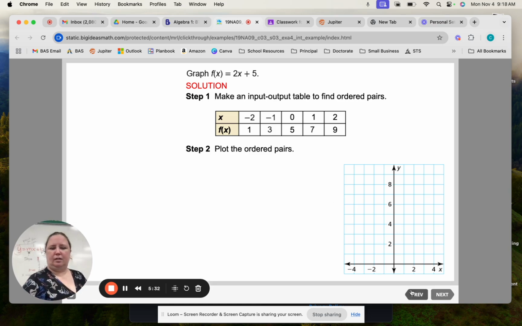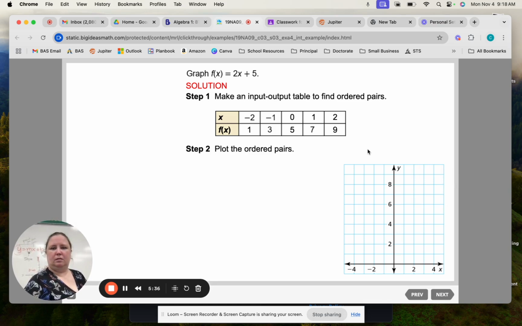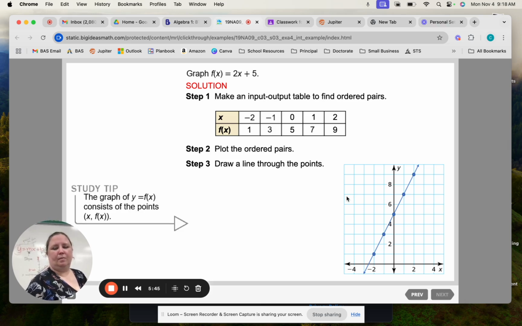Can I write on the screen? I don't know if it'll let me. Do we get graph paper? No, because I'll be able to see. All right, I'm going to leave that up, but I'm going to draw it on the board. And turn my computer so you can see.